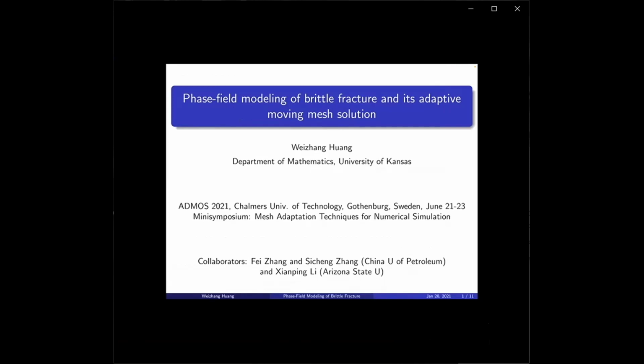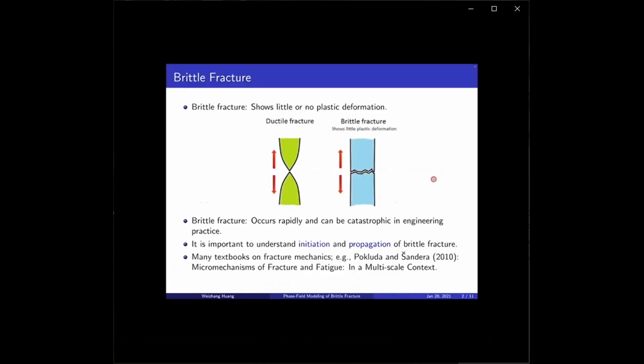Today, I'm going to talk about the phase field modeling of brittle fracture. Brittle fracture is a fracture showing little or no plastic deformation. It occurs rapidly and can be catastrophic in engineering practice. So it's very important to understand the initiation and propagation of the fracture.